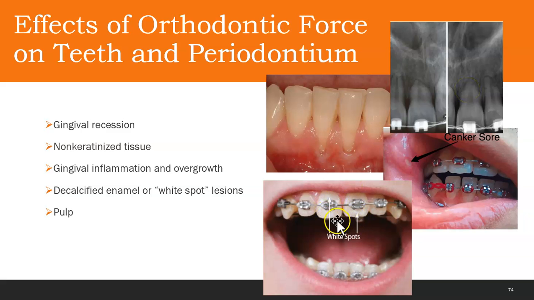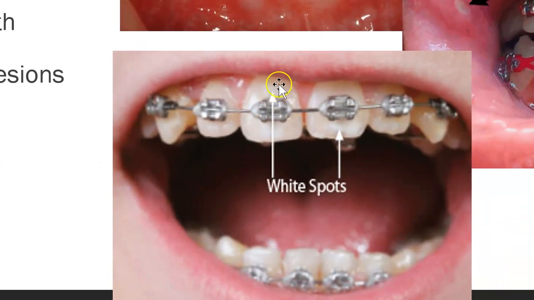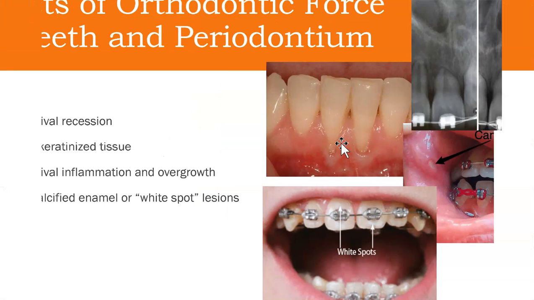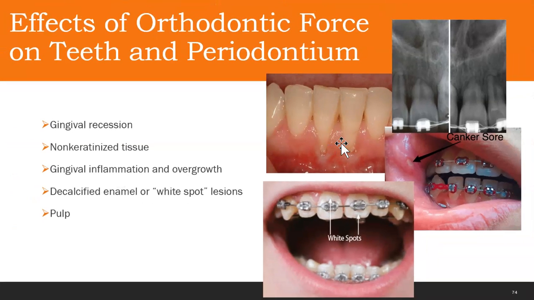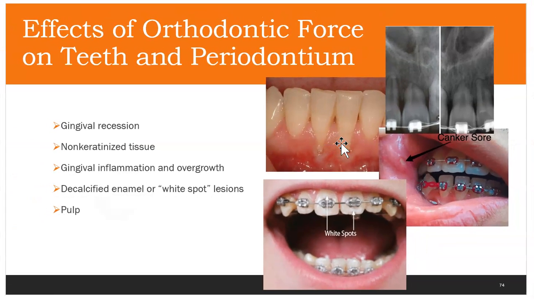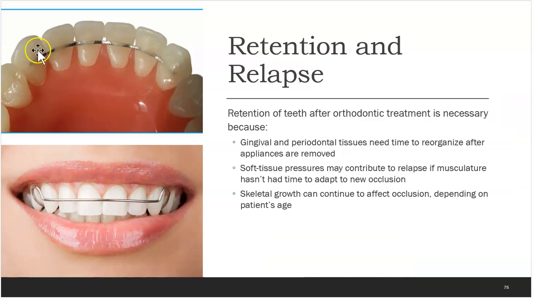These are white spots. I might have to zoom in so that you can see better. These are early carious lesions. They're soft spots, basically decalcified enamel. The enamel has decalcified because of lack of oral self-care. So it's really important that we are mindful of our oral self-care when doing ortho, because otherwise you can get these permanent white spots. And if we wear our retainers or get the lingual wire, then there is less chance of relapse.